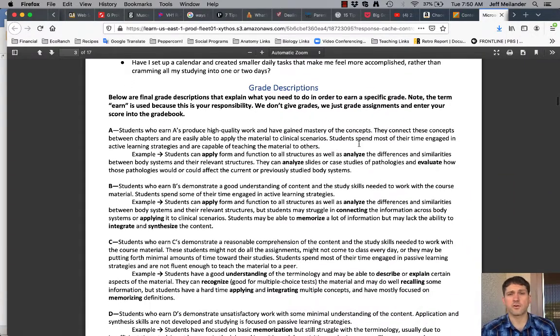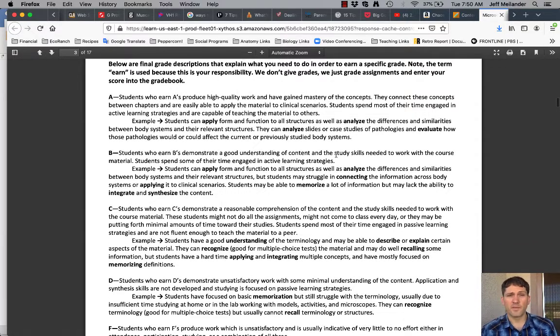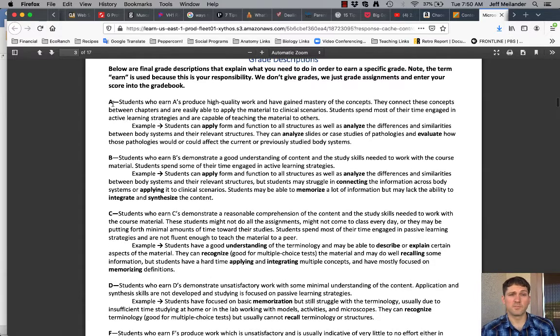This is a description of what A, B, C, D, F students generally do, and what they can expect to do to perform to get an A. It's based off of Bloom's taxonomy, which is basically a hierarchy of learning skills. Low-level learning skills are at the bottom, like memorization, and higher-level thinking skills are like application, analyzing, creating knowledge. So this semester, you're going to want to encourage your students to work at those higher level thinking skills.